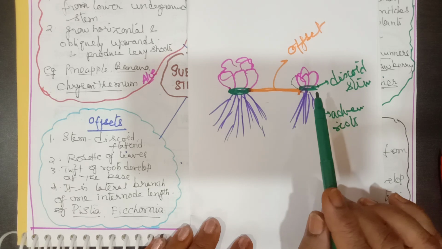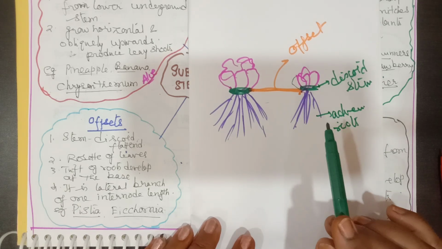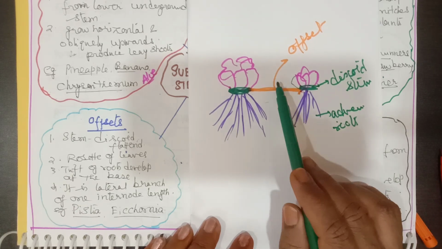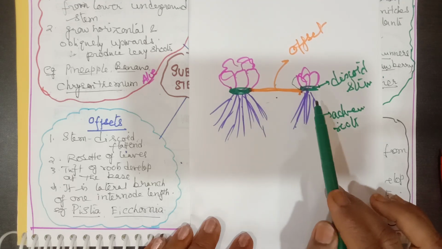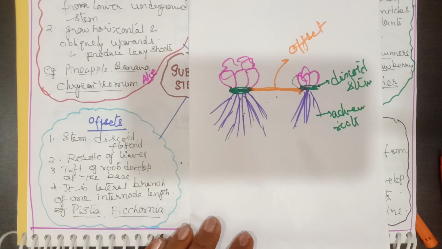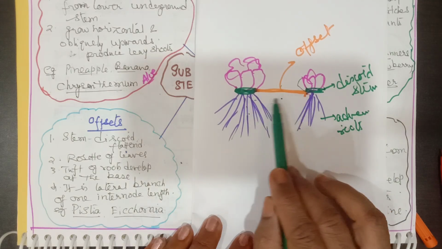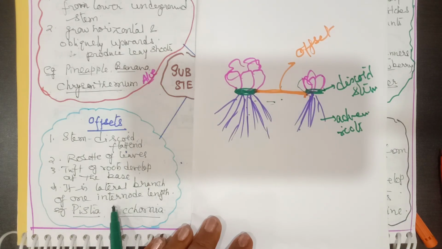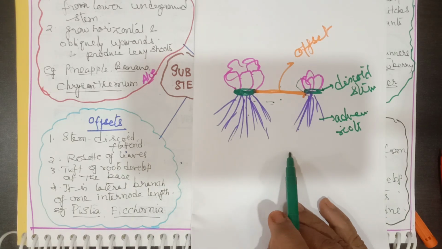The meaning of rosette-like leaves is they are arranged like the petals of a rose. So when this offset breaks, these two plants can grow independently, like we have seen in the example of Pistia and Eichhornia, and the length of this offset is considered to be one internode length. Why is it one internode length?